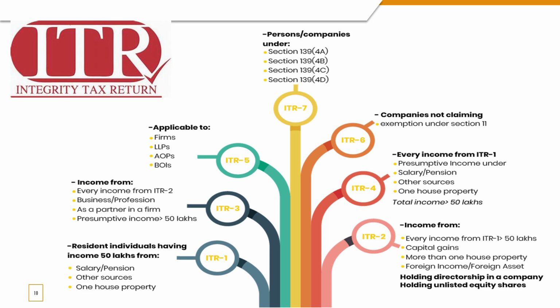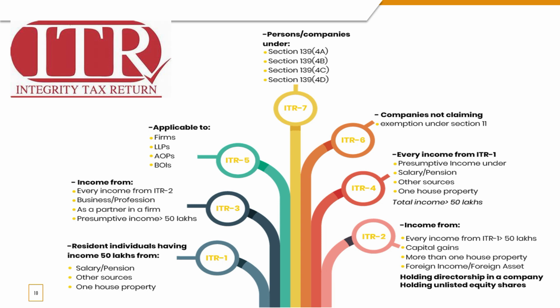Which type of ITR? ITR 1: resident individual having income up to 50 lakh from salary, pension, other sources, one house property. ITR 2: income from every source. Income more than 50 lakhs, capital gains, more than one house property, foreign income.